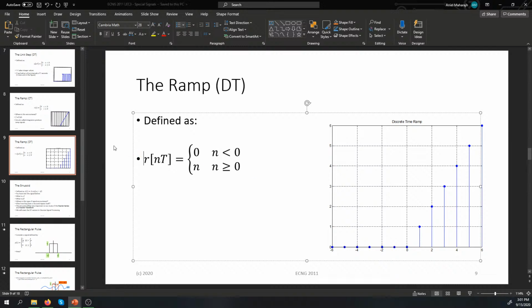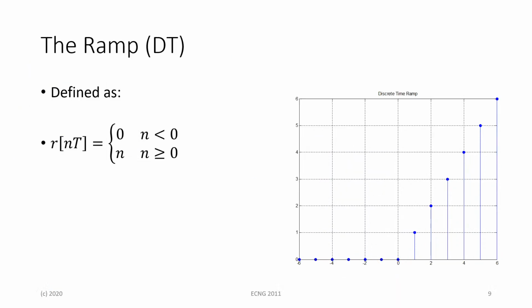Right, save that. The discretized form of the unit ramp is basically the same thing as the continuous time form, just with respect to n, where everything of n before 0 is just going to be 0, and everything at n equals 0 and onwards is just going to be n.